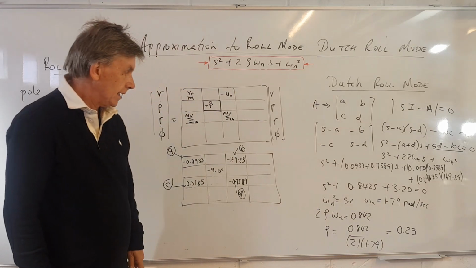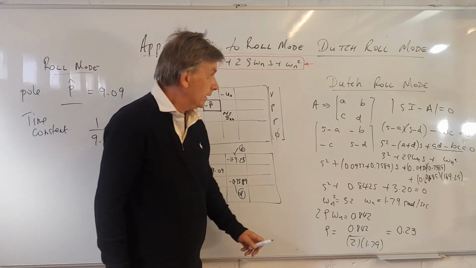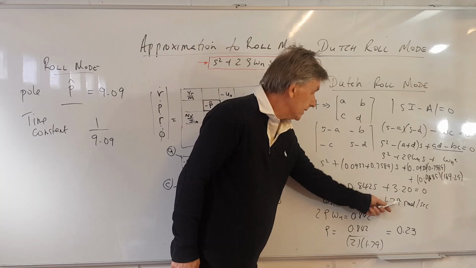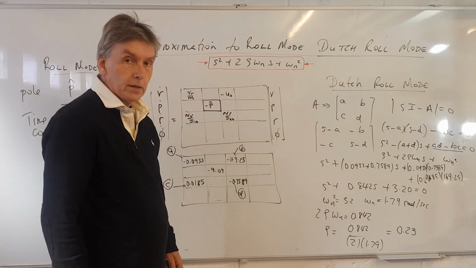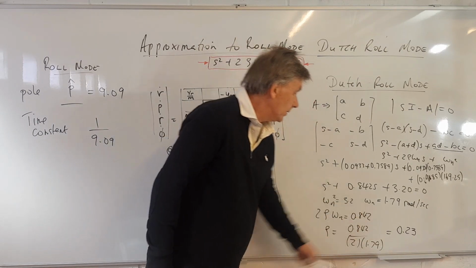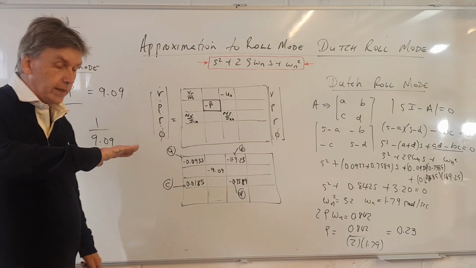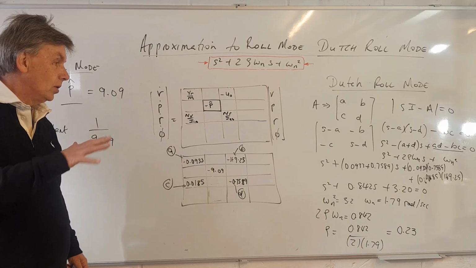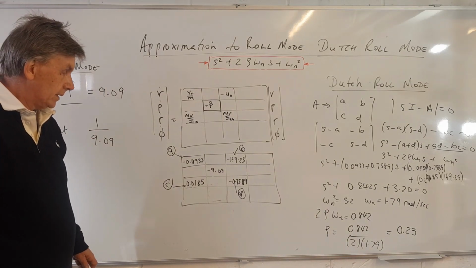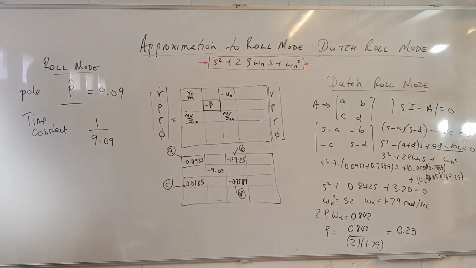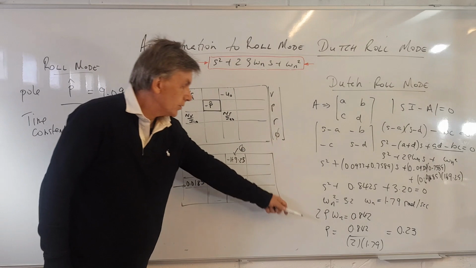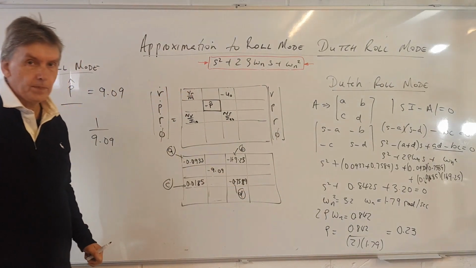In this particular case, the natural frequency for the Dutch roll mode was 1.79 radians per second and the damping ratio is 0.23. Notice the damping ratio for the Dutch roll mode is quite low, which means the plane can yaw quite a bit. Hopefully you find this useful if ever you want to work out the roll mode or the Dutch roll mode, natural frequency and damping ratio.